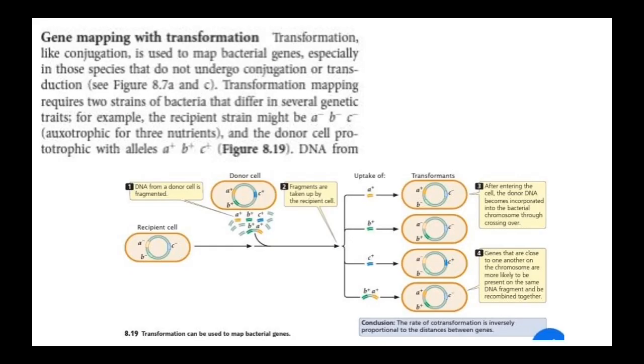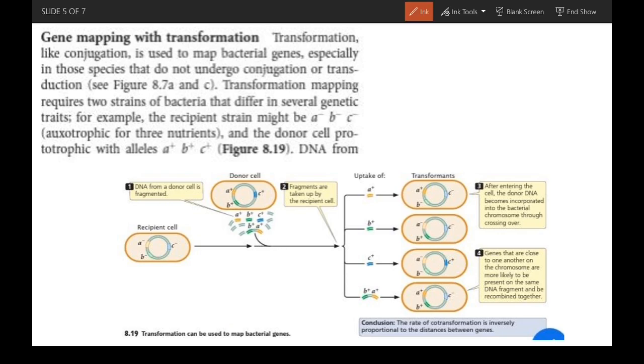Right. Now, gene mapping through transformation. We have understood the process of transformation. That is, a bacterial cell takes up single-stranded DNA from its surrounding media, and that DNA enters the cell, and then recombination occurs between its chromosomal DNA and this new foreign DNA, right? So transformation occurs that way. Now, how can we map genes using these transformation experiments?